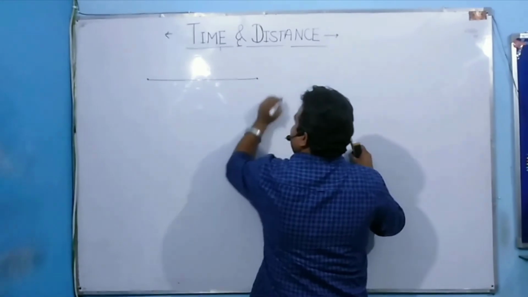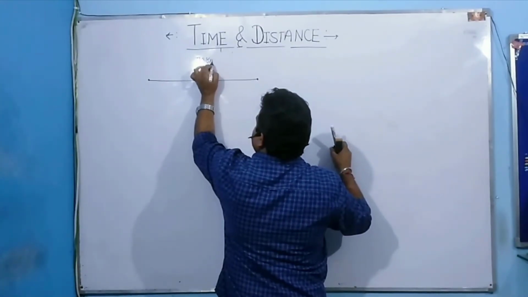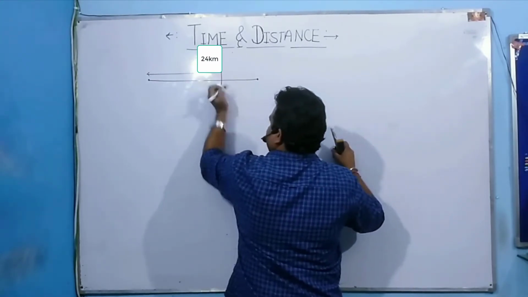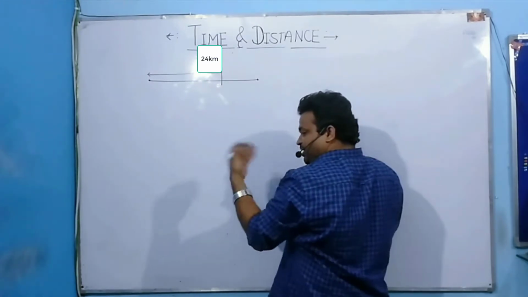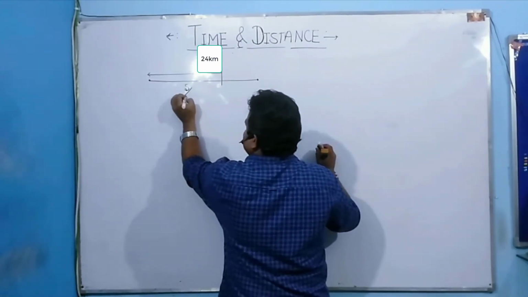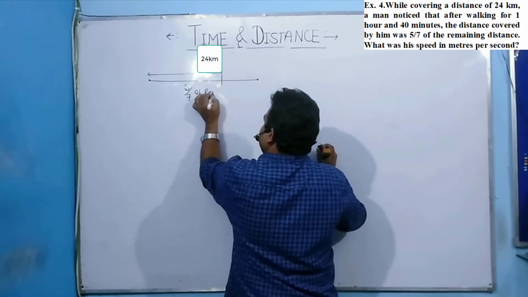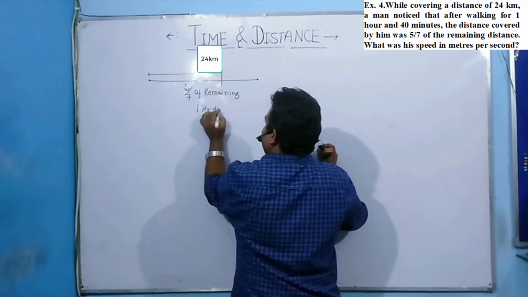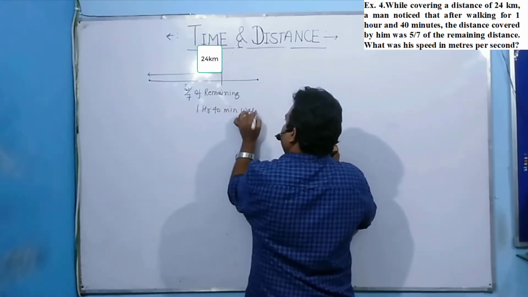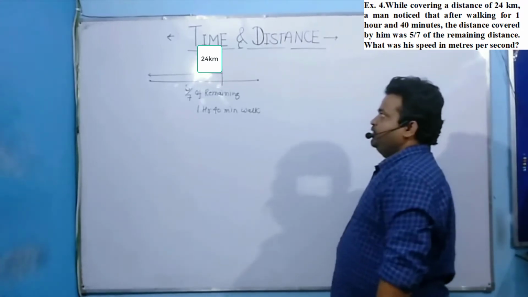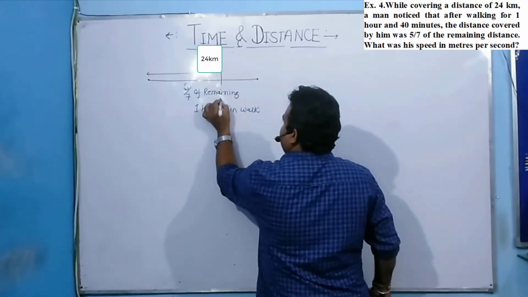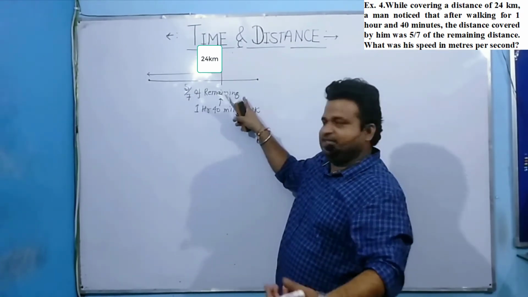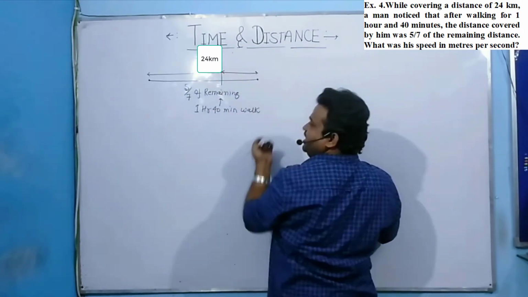The total distance of a track is 24 km. After moving some distance, the man noticed that he had covered 5/7 of the remaining distance after a 1 hour 40 minute walk. So what is my remaining distance? This one is my remaining distance.